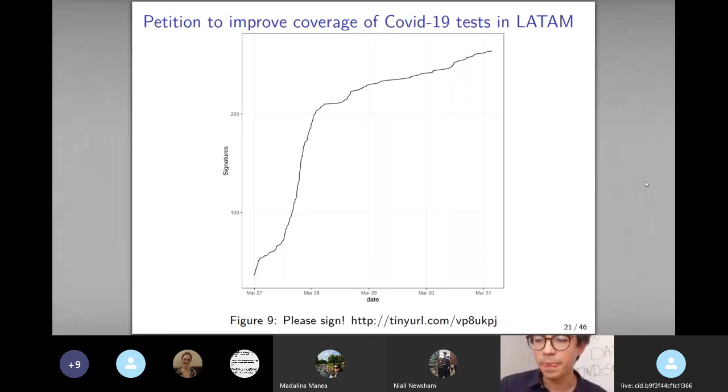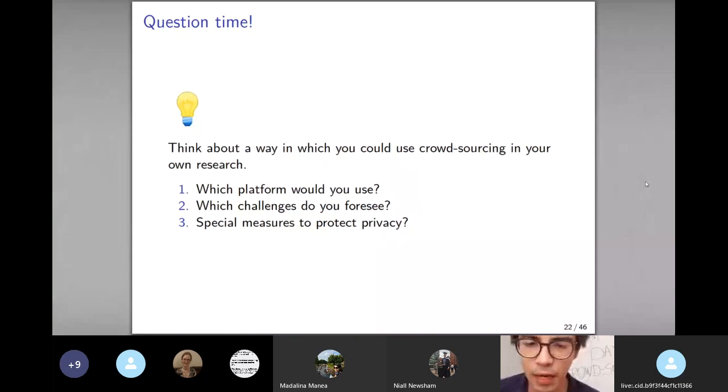Right, okay. So before we go to the break, I would like to repeat this exercise that we did before with the questions, where you just take a couple of minutes to think about ways in which you could, if you had to, use crowdsourcing for your own research. These are three things that you can focus on: which platform you would use, what are some of the challenges you see, and if you would take any special measure regarding privacy. So a couple of minutes, just write answers as you think of them in the chat, and then we're gonna take a break.